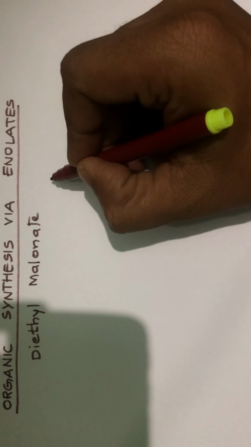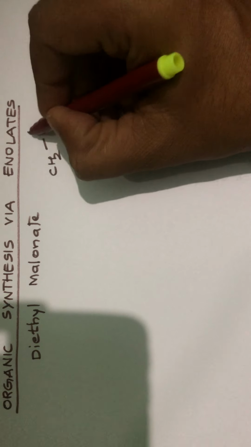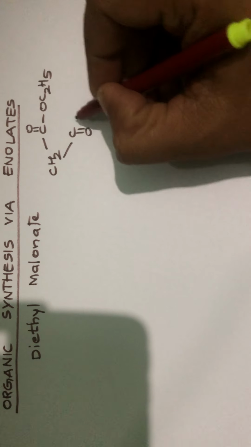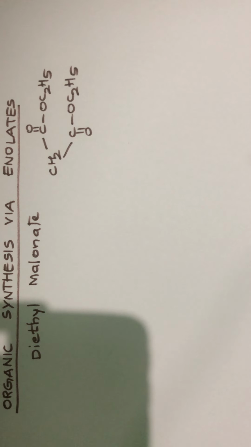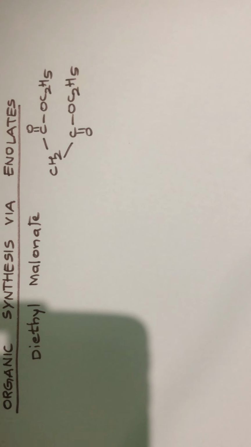The structure of diethyl malonate is CH2(COOC2H5)2, that is, CH2 with two C=O OC2H5 groups. So this is diethyl malonate. It is an ester of malonic acid, also referred to as malonic ester. In this session, we will be discussing the preparation of diethyl malonate, then the reactions and its synthetic applications.